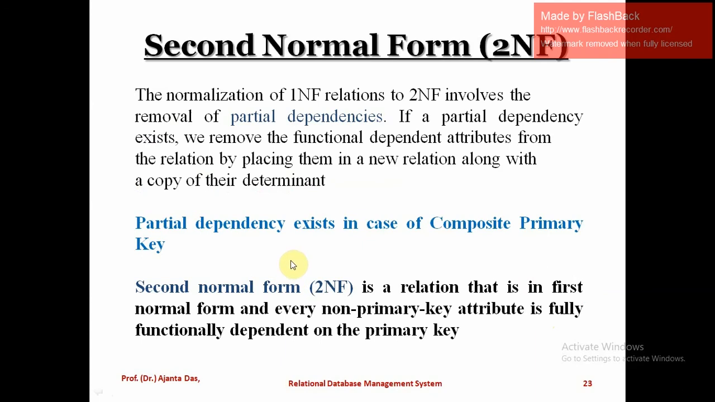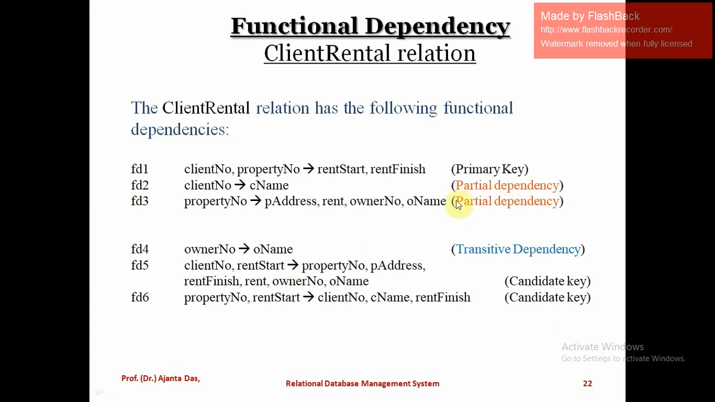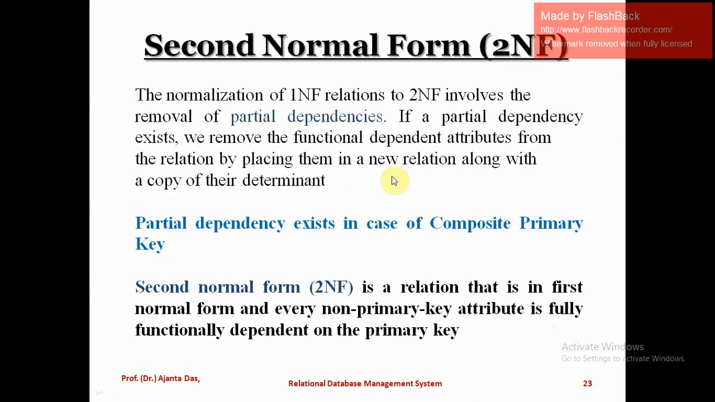Now, how do we define? Since we have found that partial dependency exists, we have to remove this, and then only we can find second normal form or 2NF. So, first we have to understand what we mean by 2NF. 2NF is a relation that is in first normal form, and every non-primary key attribute is fully functionally dependent on the primary key.